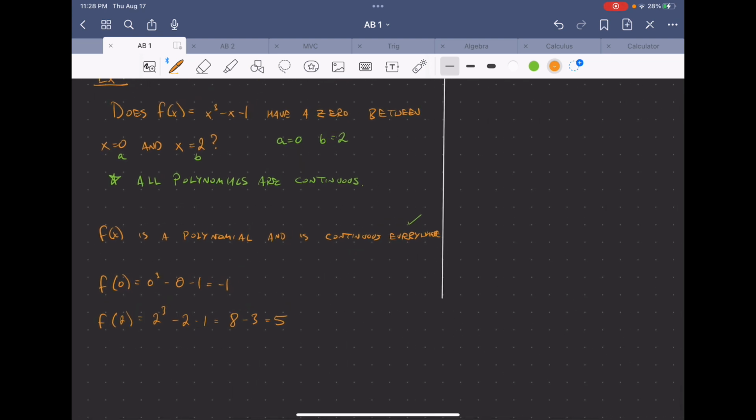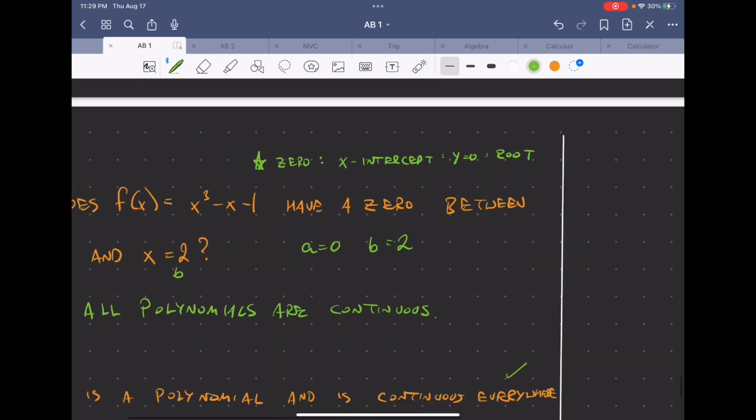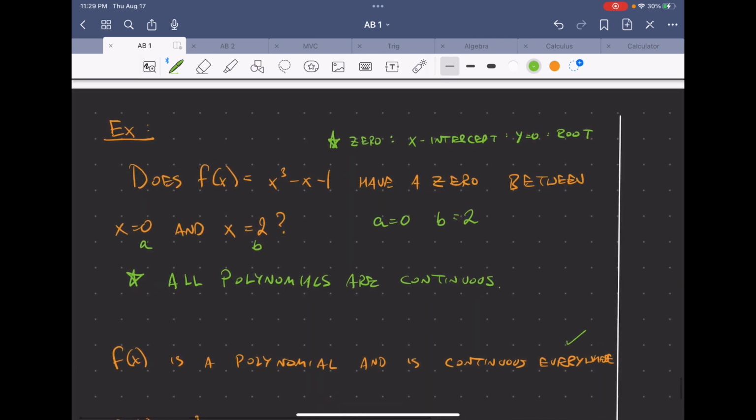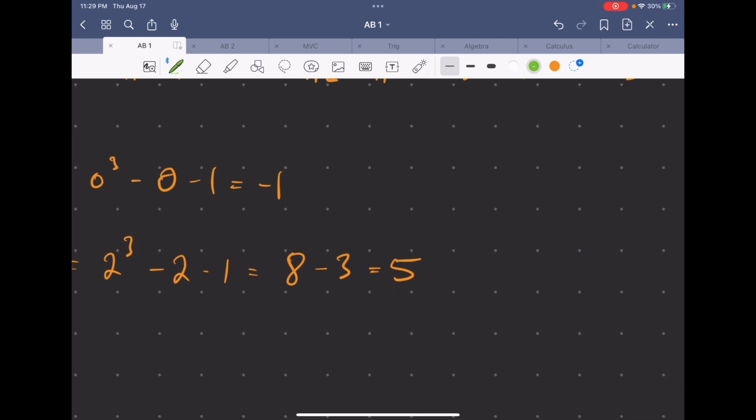What it's asking me for here specifically is that it has a 0, and if you didn't remember what 0 means, let's just write that out. So 0 is whenever you're on the x-axis. So this would be like an x-intercept. Or this is whenever y is equal to 0, also called a root. So any of these ways you can refer to what a 0 is. So we're being asked, does this have a 0? So does this have a part where y is equal to 0? And notice that y equals 0 is actually between negative 1 and 5.